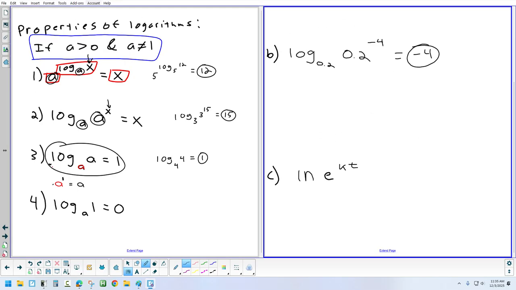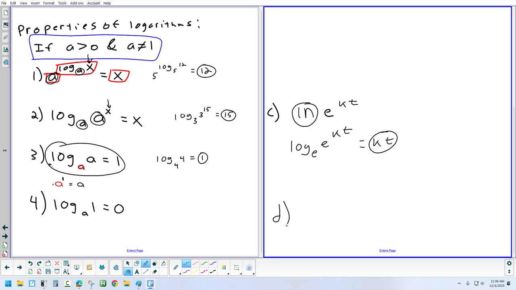Okay, how about that one? ln of e to the kt. Anyone see what property that was? It is property 2. How could we rewrite that so it makes it a little more obvious that it's property 2? Would you change the ln to log base e? Yeah, change the part that I circled to that, and now write the rest of it. And what would we get when we simplify that? K times t, whatever that is. Yep.